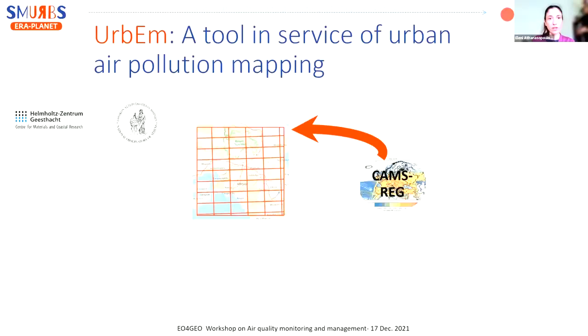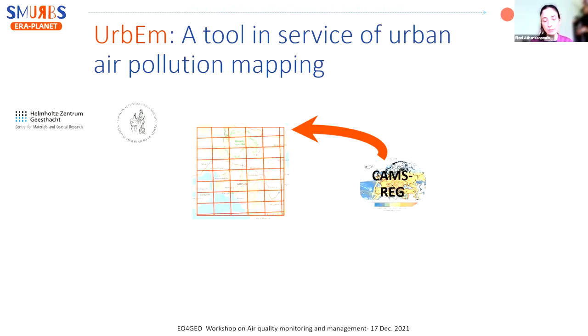First, the urban tool is a numerical tool that we developed at NOAA in collaboration with the Helmholtz Institute to downscale regional emission inventories to high resolution emission inventories. So here you see the emission inventory, the basis of which is the emission inventory provided by CAMS.